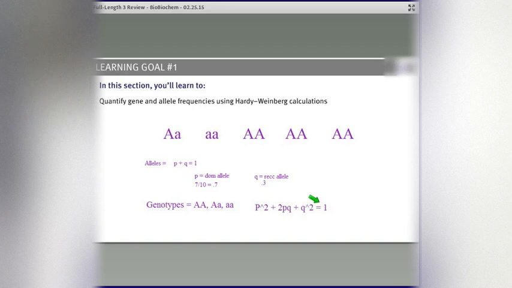So P squared, what genotype is that going to be representative of? Is that going to be homozygous dominant? Is that going to be homozygous recessive? Or is that going to be heterozygous? So P squared is going to be homozygous dominant. That's going to be the big A, okay? So then we take a look at our 2PQ.